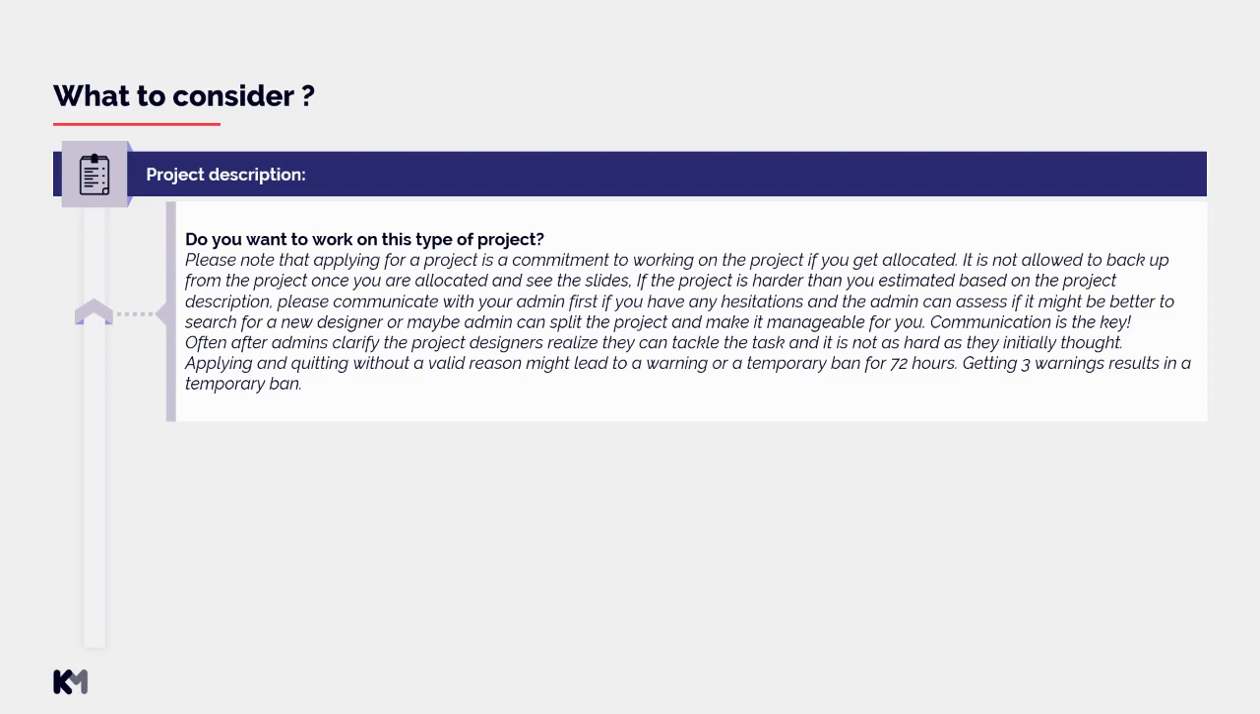If the project is harder than you estimated based on the project description, please communicate with your admin first if you have any hesitations, and the admin can assess if it might be better to search for a new designer, or maybe the admin can split the project and make it manageable for you. But the communication is the key. Often, after admins clarify the project, designers realize they can actually tackle the task, and it is not as hard as they initially thought. Applying and quitting without a valid reason might also lead to a warning or a temporary ban for 72 hours. Also, if you get 3 warnings, they result in a temporary ban.